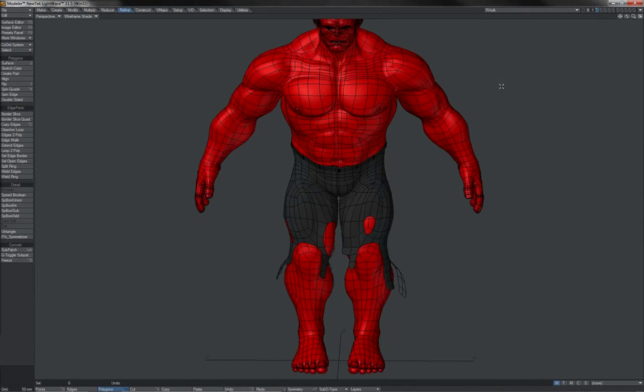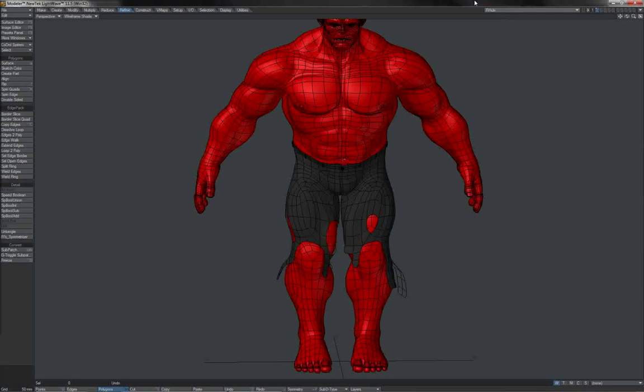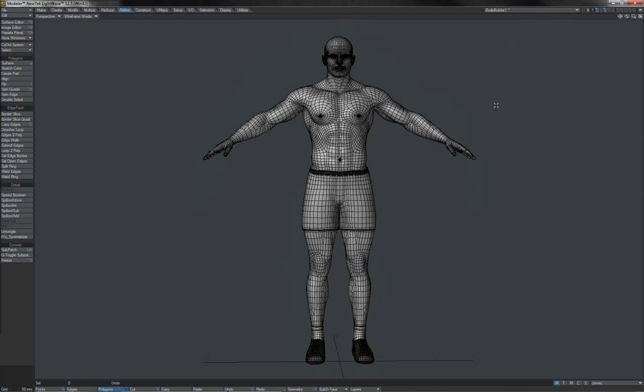As you can see from the Hulk example, you can still get very detailed geometry, but it is still reasonably light overall. And this sort of level of density and detail here is pretty much the upper limit that you want to go to with Lightwave. Something like this fella is starting to push it just a bit too much.